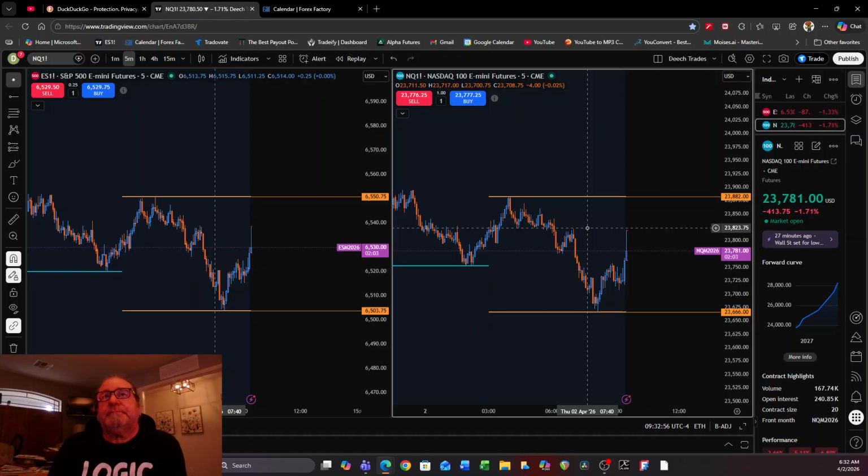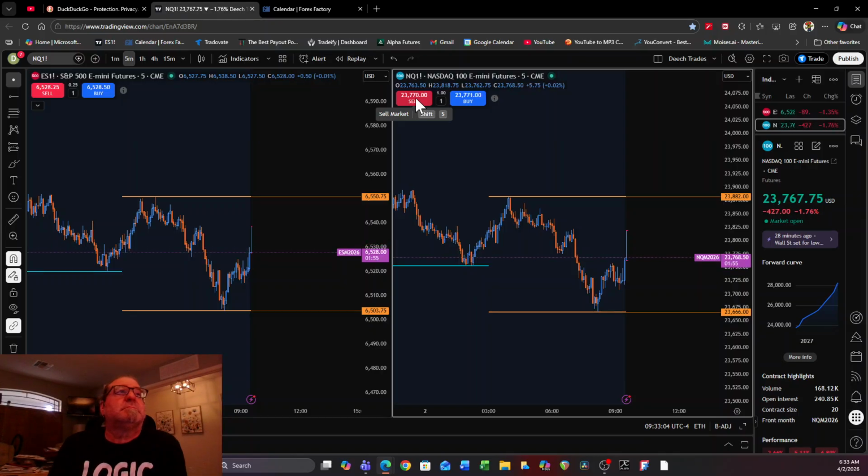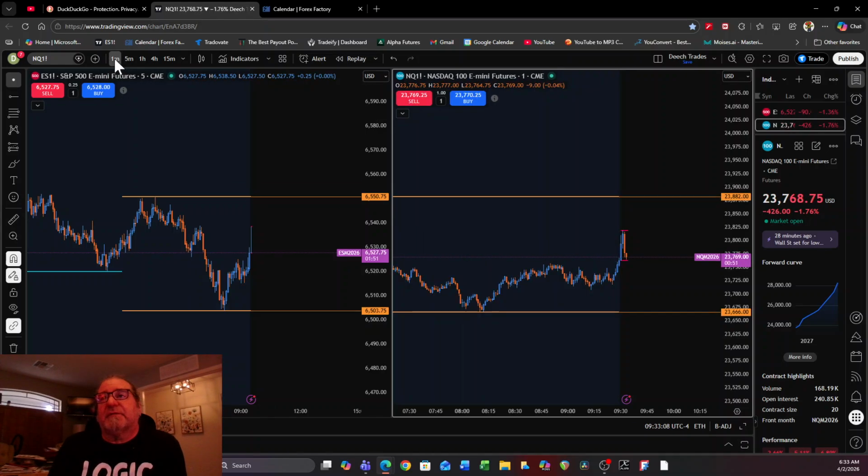So here's where we'd be looking for a sell. Let's go to the 1 minute and just see what that action looks like. Yeah. We breach this fair value gap here in the 1 minute, and chances are we're diving back down.